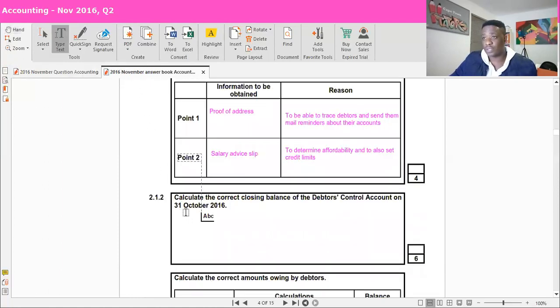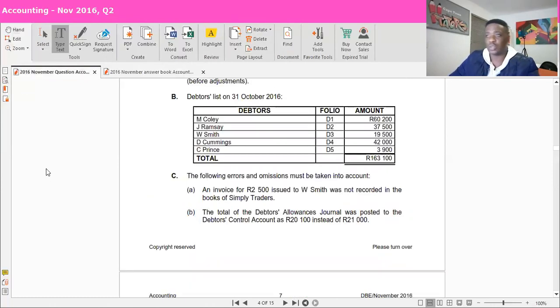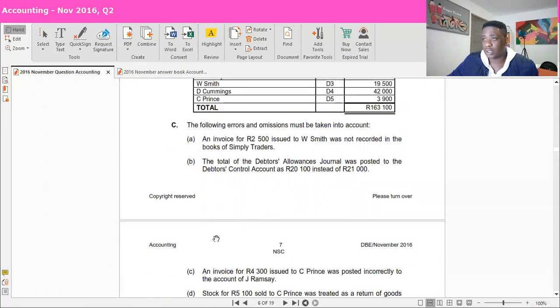So we are obviously starting with the balance of 179,500, and then we issued an invoice, but we did not record it. When they say an invoice was issued, it means that we sold something on credit, because you issue an invoice when you sell on credit. So it means we sold on credit to W. Smith and we did not record it. That's what they mean when they say an invoice of 2,500 was issued. It means that we made credit sales to W. Smith for 2,500, right?